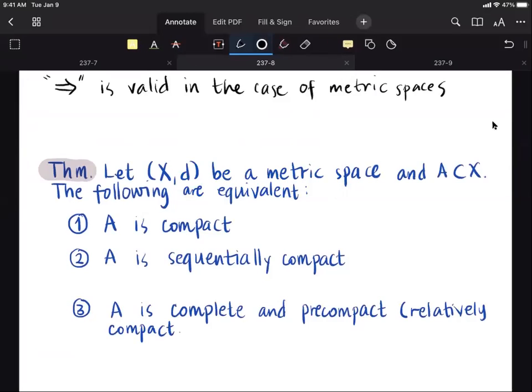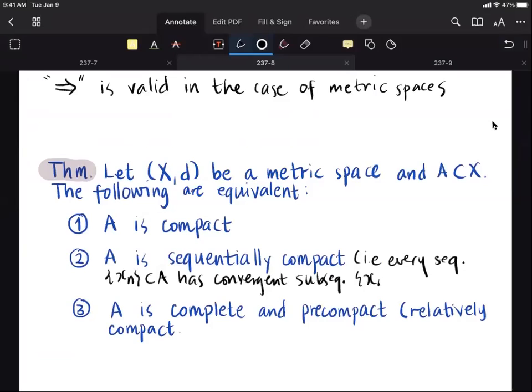And this means that every sequence in A, let's say x sub n, has a convergent subsequence, let's say x sub n_j, and the limit of this subsequence is also in A. Okay, so this is what we mean by sequential compactness. So every sequence has a convergent subsequence, and the limit is also in A.